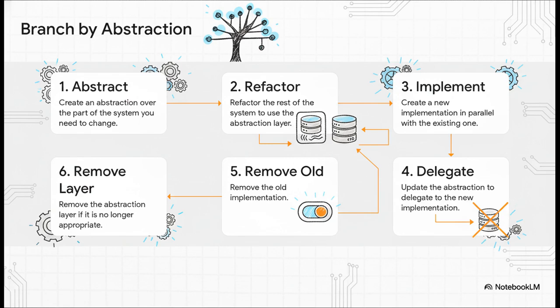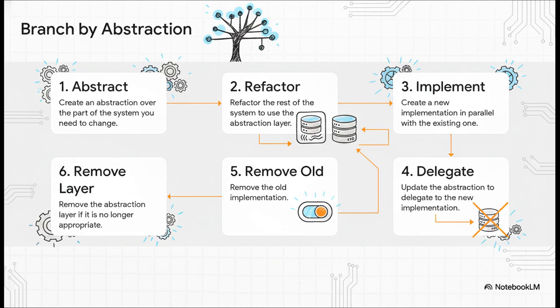Okay, branch by abstraction is a really elegant pattern for making huge changes safely. So let's walk through it. Let's say you need to replace your entire database system. First, you create an abstraction. Think of it like a universal adapter that sits between your app and the database. Second, you change your application so that it talks to this new adapter instead of directly to the old database. This is a critical step. Third, you can now build your brand new database implementation right alongside the old one.